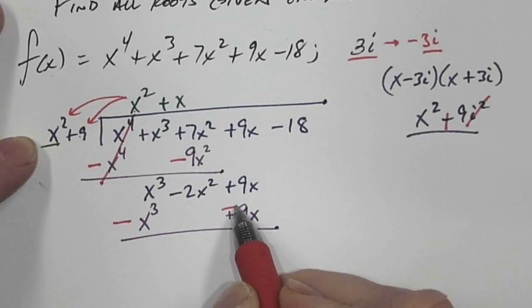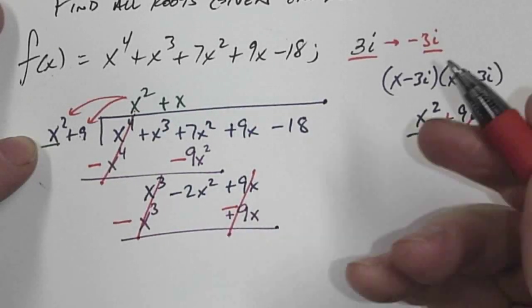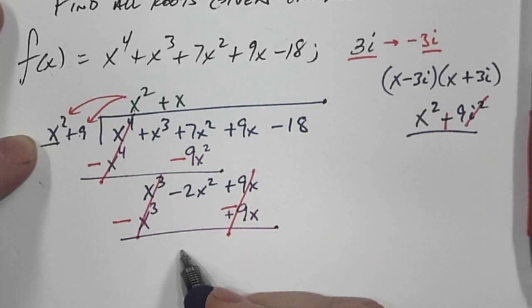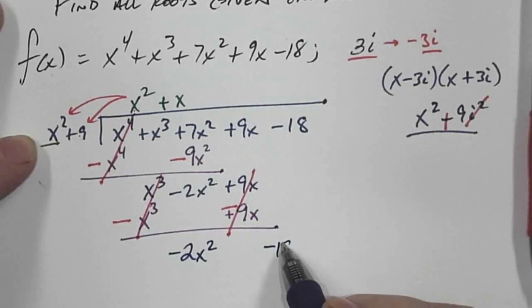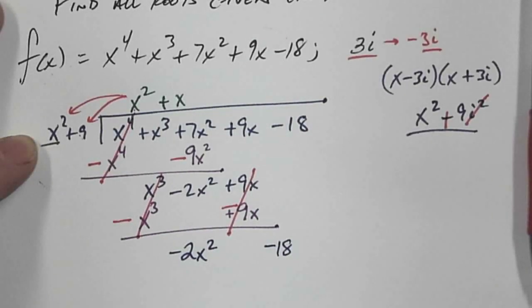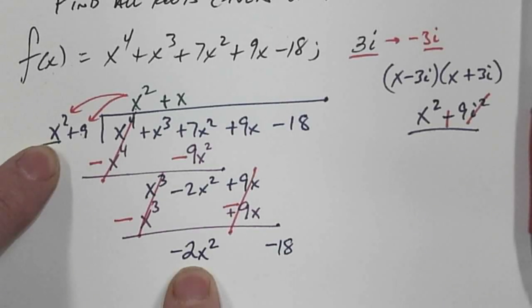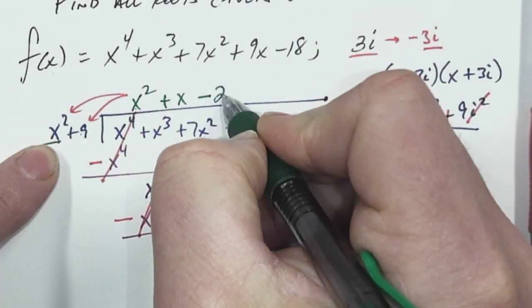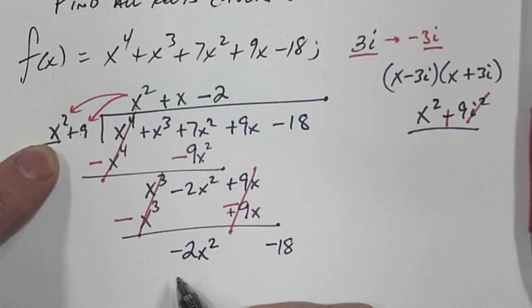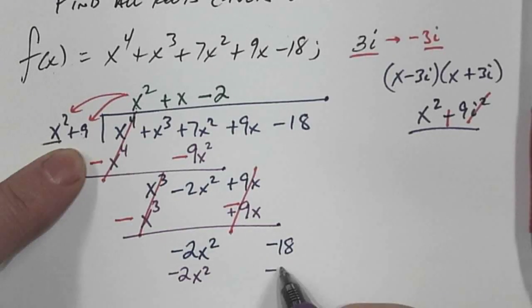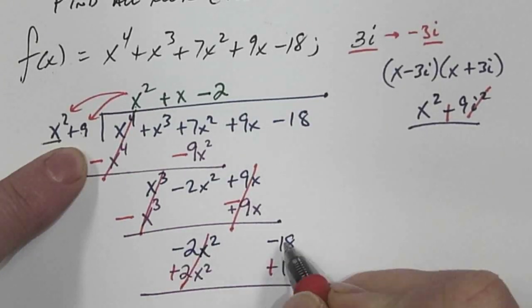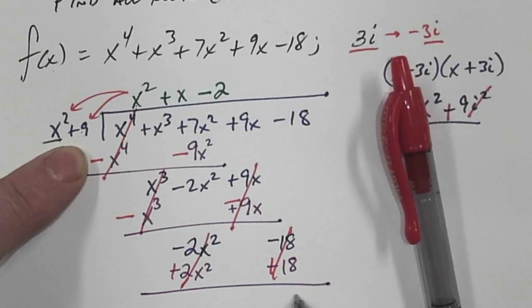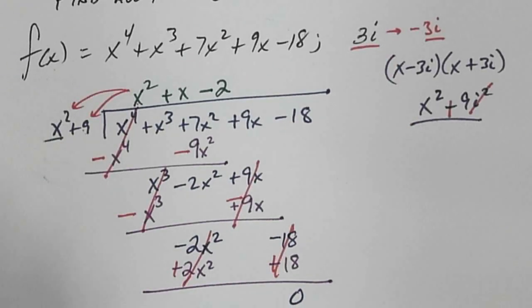Then we subtract. Well, this will cancel. This will also cancel, being 0 for both. So this doesn't have anything, so I can just bring it down. And then I can bring down the minus 18. Negative 2x squared divided by x squared is just negative 2. So I'm going to multiply that and get negative 2x squared here. I'm going to get negative 18 here. And hey, when I subtract this, they both cancel like they should. I get 0 like they ought to. If they don't get 0, then I did something wrong, or that's not a real root.